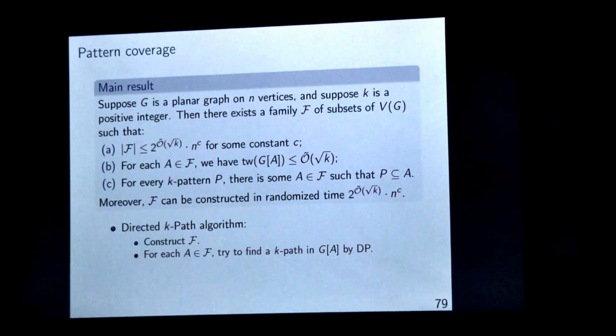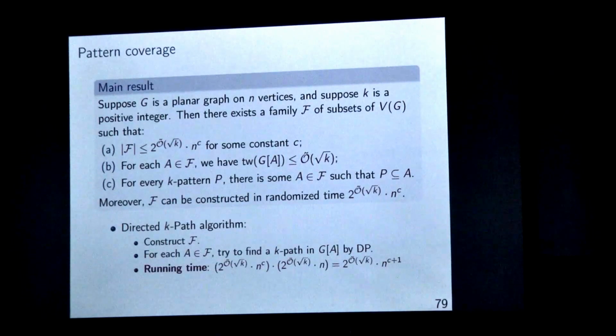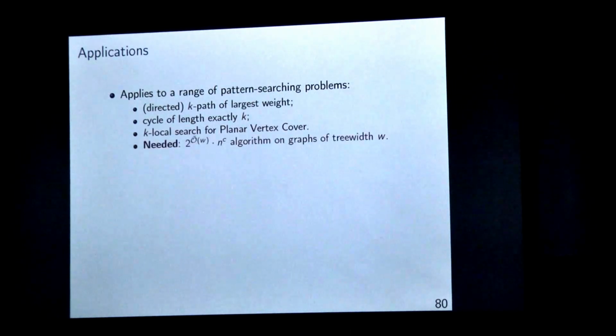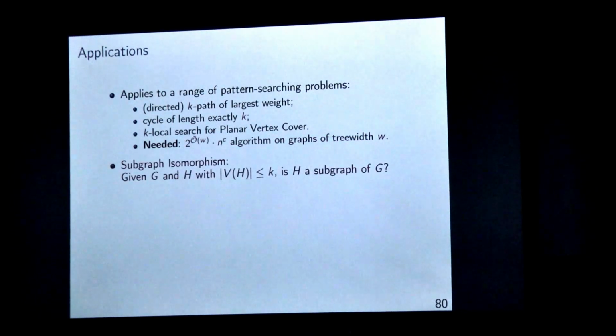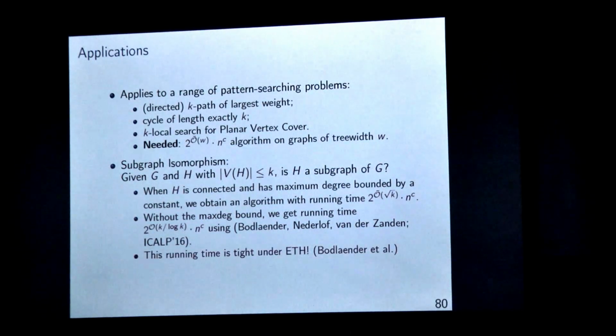Now you give me your k-path, your k-tree, any pattern, and there is some object in the family which contains it. So this is exactly like a hash function. For each A in F, try to find a k-path in the graph induced on A. And this applies to directed k-path, largest weight, cycle of length k, local search, and of course the nice algorithms on graphs of bounded treewidth, subgraph isomorphism. You can just tweak their local bound to get a global bound. So not a big deal.